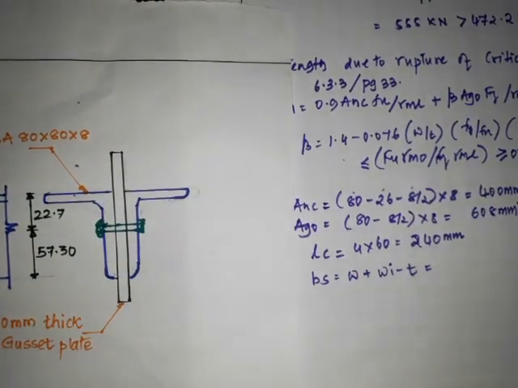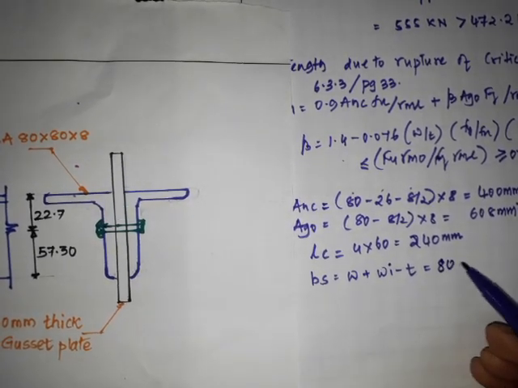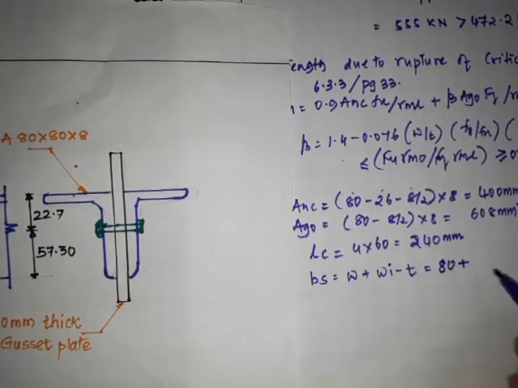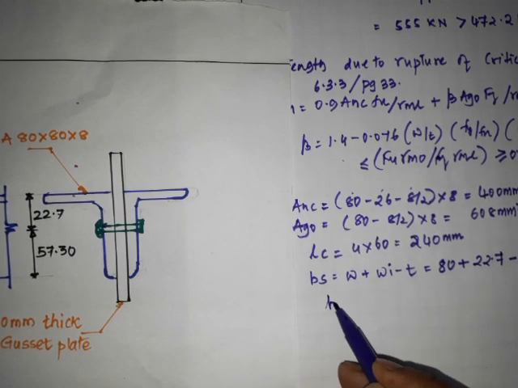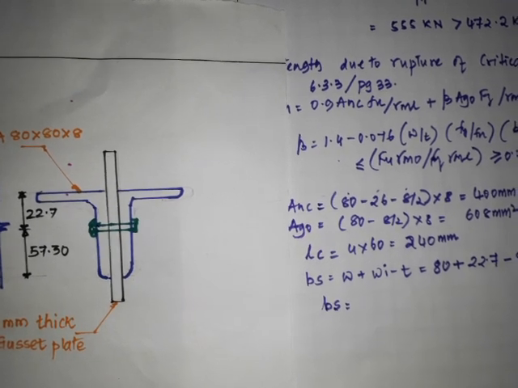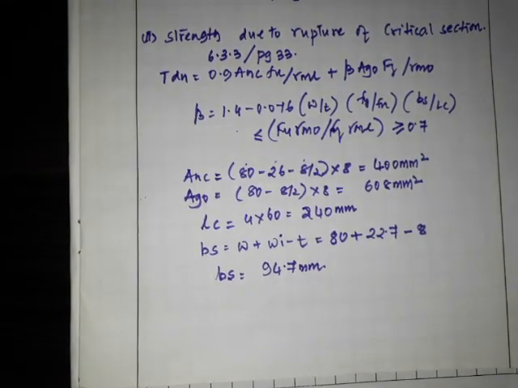So when you calculate BS, W is the outstanding leg, so you can see the outstanding leg is 80 plus WI. From here to here, it is 22.7, minus T. T is 8. So BS is equal to W plus WI minus T. We get 80 plus 22.7 minus 8. So we got the value of BS as 94.7.